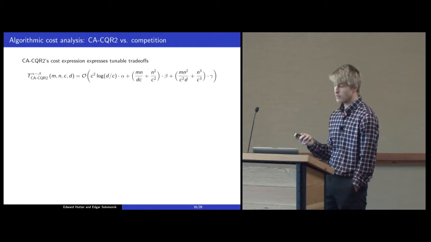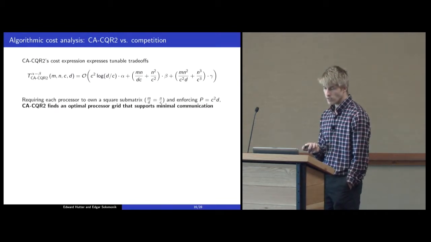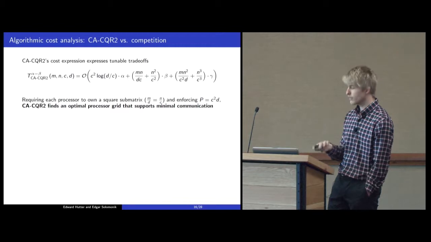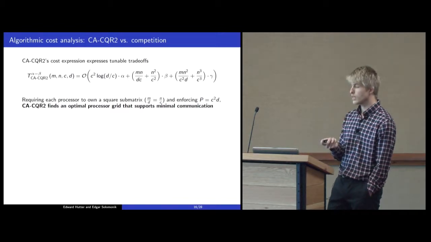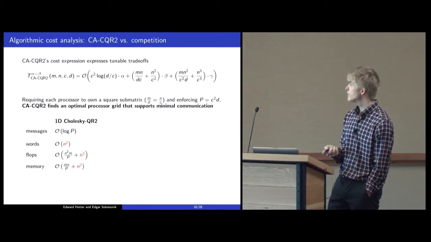And so we obtain this tunable cost expression, and if we force each process to own a square submatrix, then this is how we choose the shape of the processor grid to support minimal communication. And so we can step through these cost terms again.